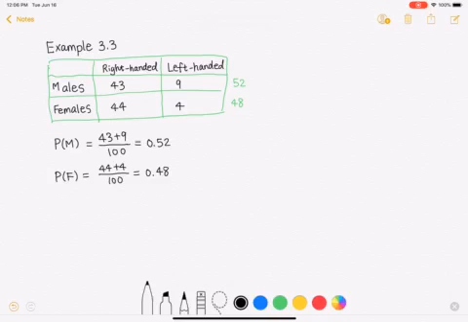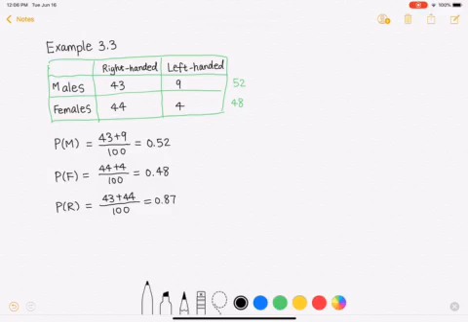Now, the next question is to find the probability of right-handed. The subject is right-handed. Okay, so we just look at the table and see how many people are right-handed. So 43 males are right-handed and 44 females are right-handed, divided by 100. Okay, so you add up those numbers, it is 87, and you use a calculator. 87 divided by 100 is 0.87.